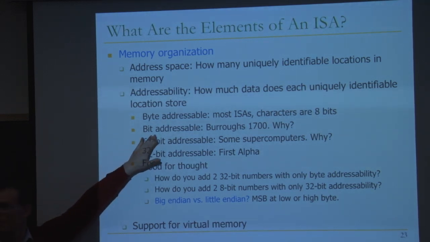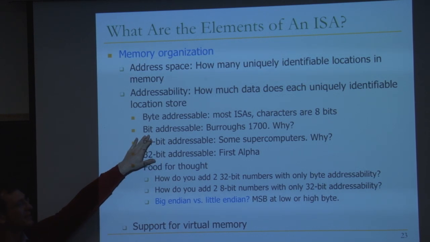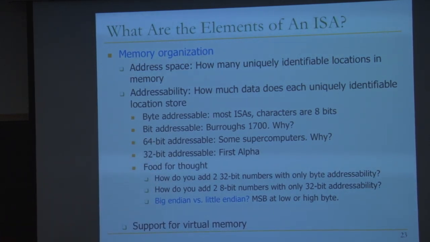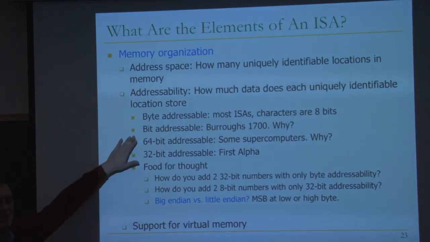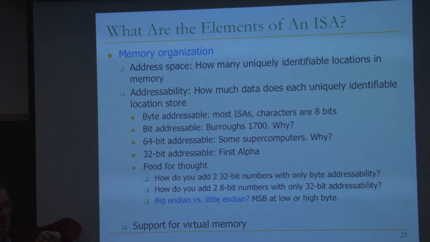But Burroughs had this. And the reason they had it was because they wanted to emulate any kind of addressability. They designed this machine such that it could be a virtual machine. And you could actually design any kind of ISA on top of this. You could do any type of addressability. Anyway, you can take a look at the paper that describes it.